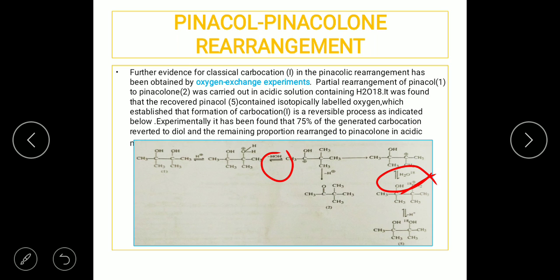But to know their mechanism, or to know what the intermediates formed are, and whether there is any possibility of a carbanion or carbocation or free radical mechanism, in all these steps we always make use of isotopic labeling. Here, we are using the labeled oxygen isotope to determine whether the carbocation generated is a classical carbocation. So this also proves that.